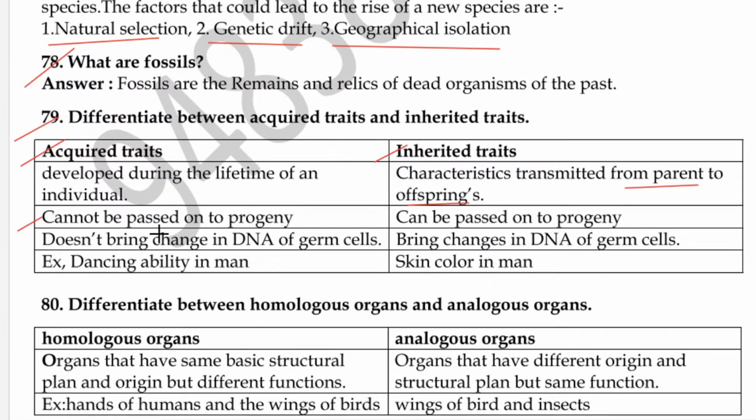Next one, cannot be passed to progeny. Here can be passed on to the progeny. Next difference, doesn't bring change in DNA of germ cells. Here in inherited traits, bring changes in DNA of germ cells. Examples, here in acquired traits we can see dancing ability in man. Here in inherited traits, skin color in man.